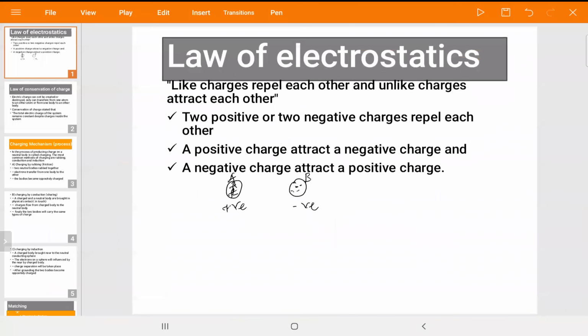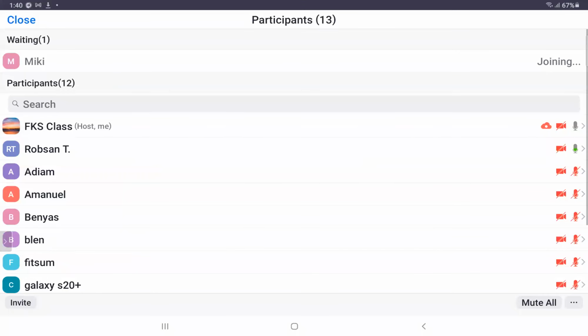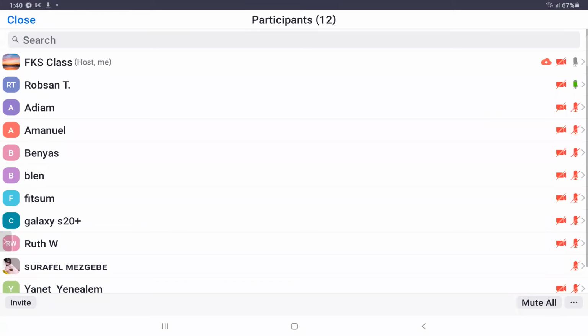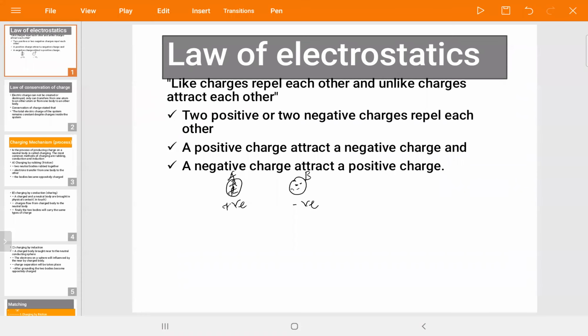Like charges repel each other, and unlike charges attract each other. So both of them will attract each other. Yes, they will attract each other because they possess opposite charges. There should be an interaction between A and B. It's obvious that there is an interaction between A and B.